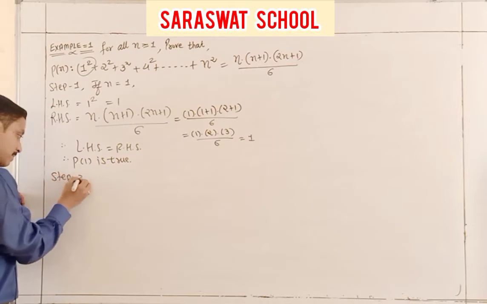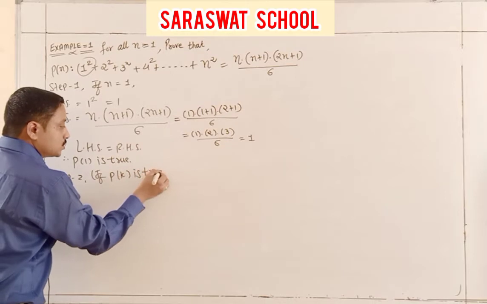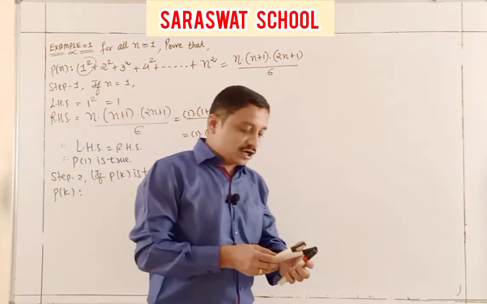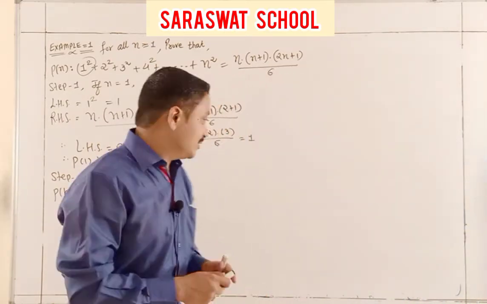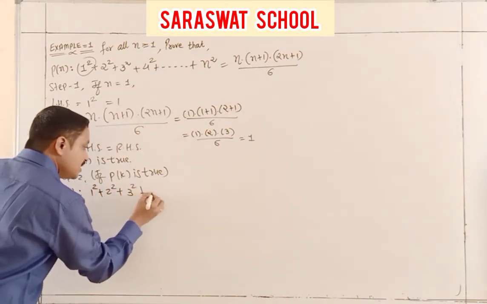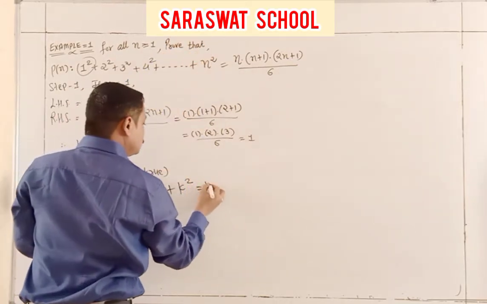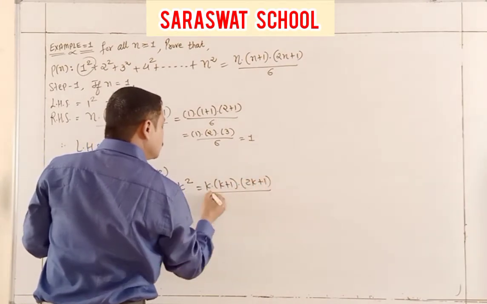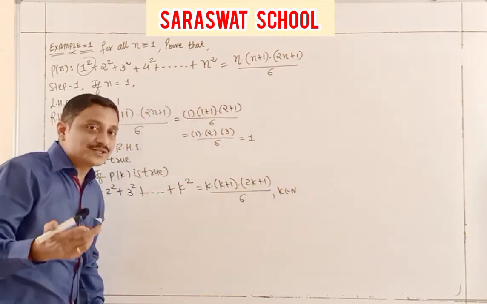Now step 2. If Pk is true, students, here Pk forming, I just convert the whole equation from n into P of k. So write it in terms of k: 1 square plus 2 square plus 3 square up to k square is equal to k(k plus 1)(2k plus 1) by 6, for every k belongs to natural numbers.